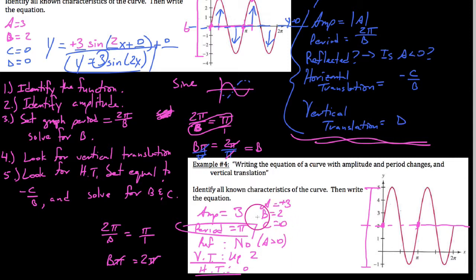C, we had no horizontal translation. And D, this one's been vertically translated up 2. So these are all of our values for our equation. We'll go ahead and fill these in. So we have y equals, it's a sine curve, so positive 3 sine of Bx, so 2x plus 0 for C, plus D. So you could write this otherwise as 2 plus, putting that 2 out front, and just say 3 sine of 2x. Okay, so this would be our equation there.